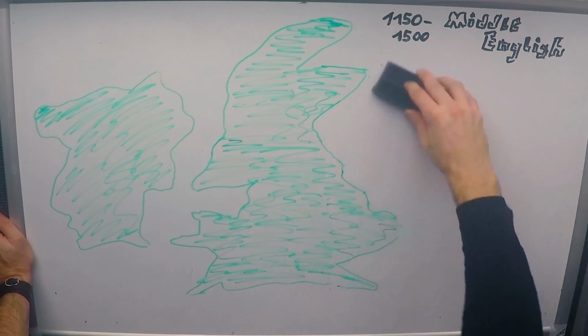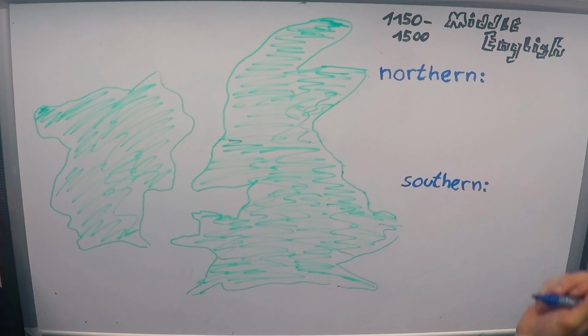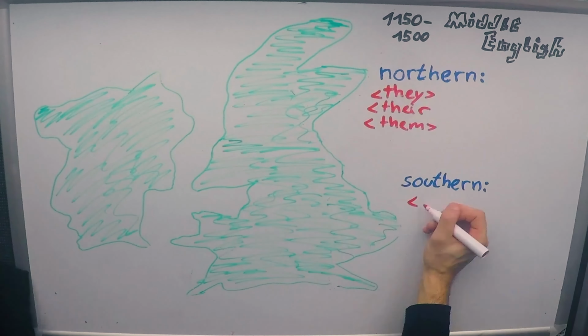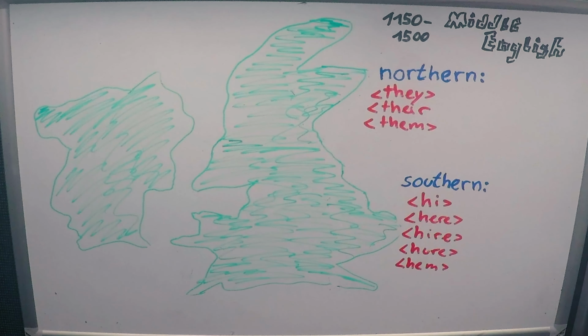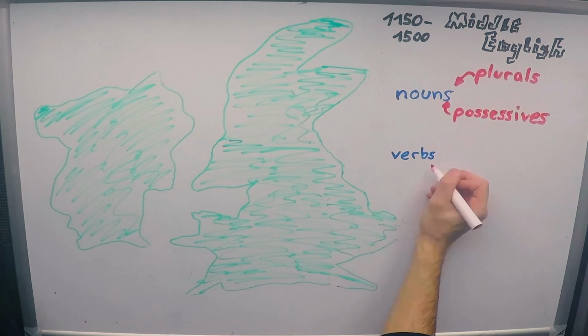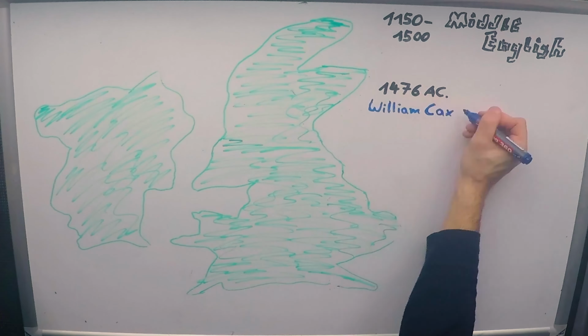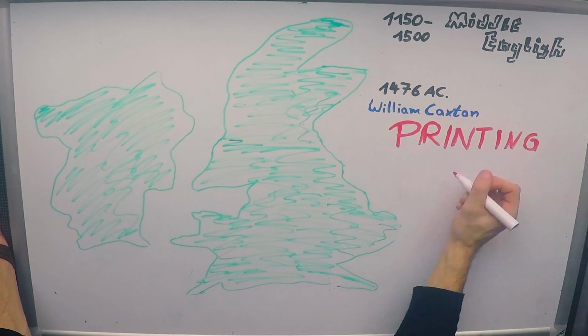The time is also known for an increase in regional variety and dialect, as for example, the northern would say they, their, them, while the southern would say he, her, hire, hur, hem. Nouns at the time were inflected for plurals and possessives, and verbs were inflected depending on whether they were strong or weak.